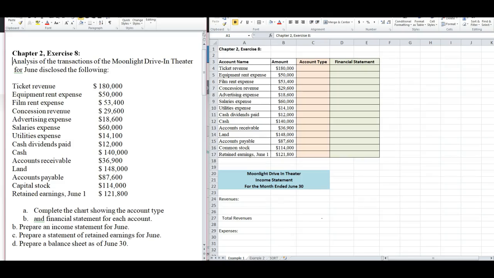In today's lesson, we're going to talk about preparing financial statements. We're going to use the Chapter 2 exercises. We're going to look at exercises 8 and 9.